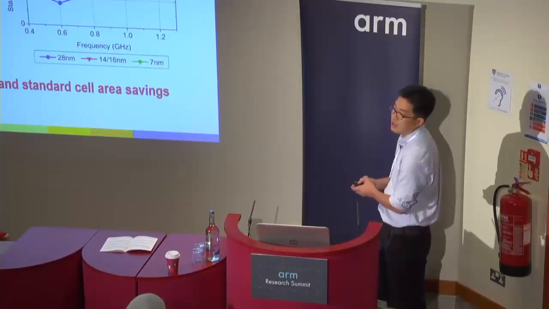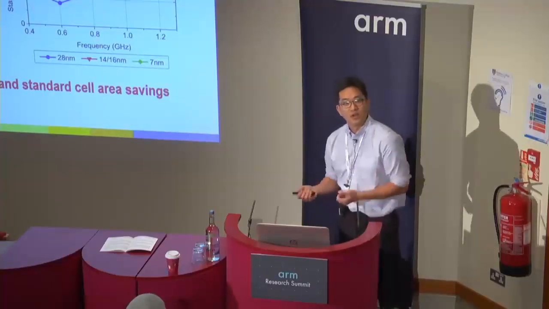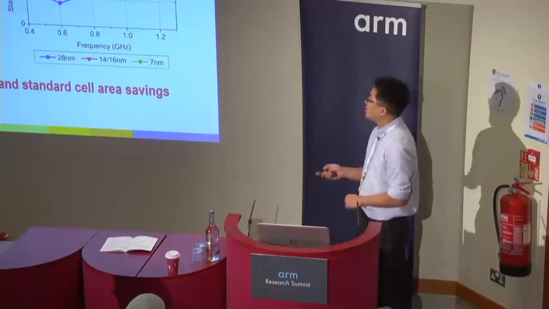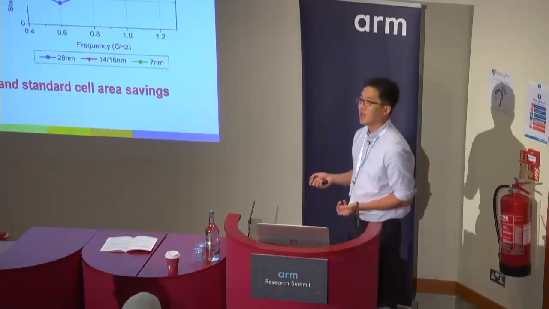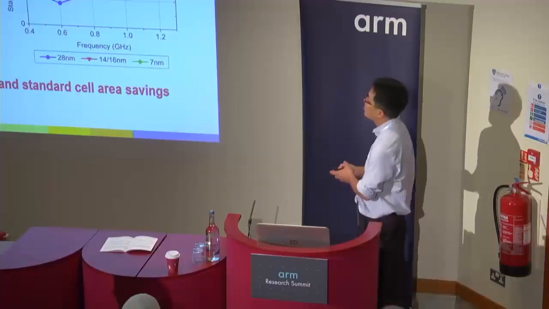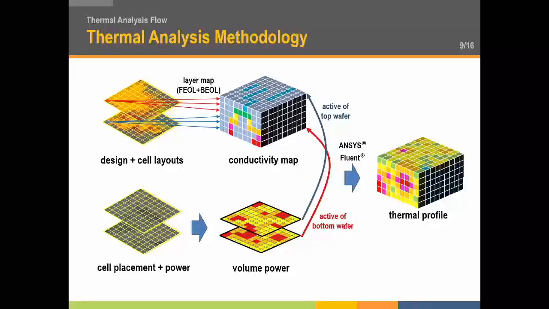And it increases with the frequency because the 2D design is struggling to close timing with lots of buffers and higher drive strength cells. But in the M3D design, the wire load is reduced, so it easily meets timing. So we can achieve standard cell area savings more efficiently at a higher clock frequency. With this 3D IC design methodology, we implement the F2F bonded 3D IC for the Cortex-A7 core.